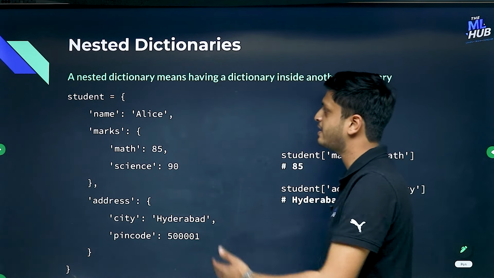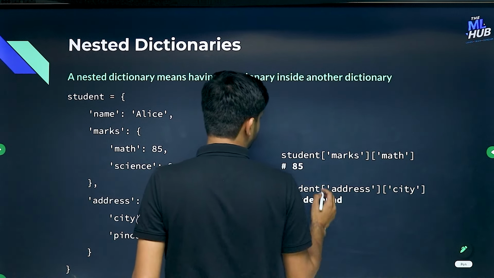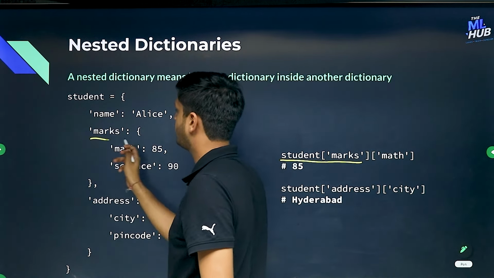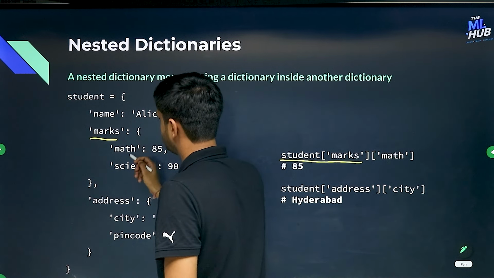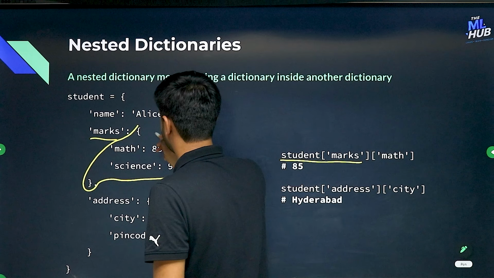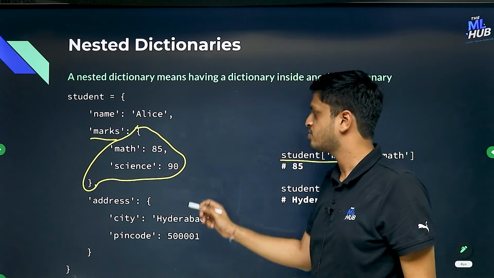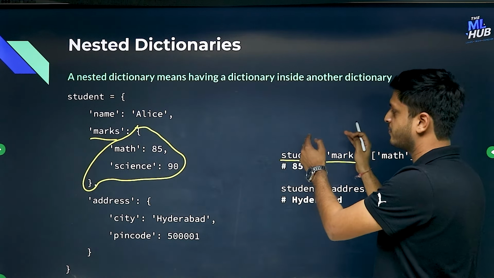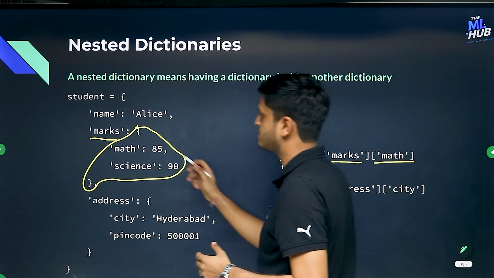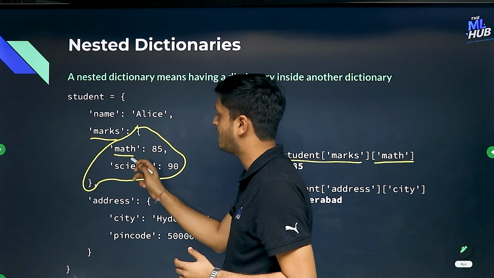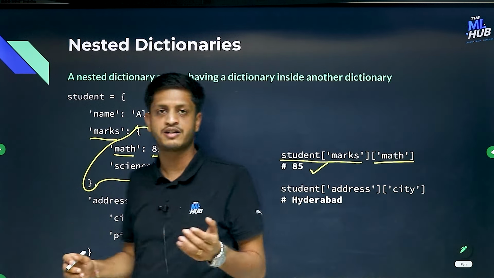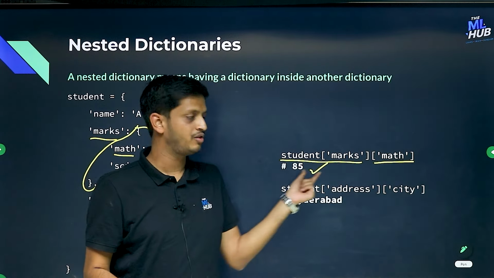Now how do you access elements here? If I say student marks, what is student marks? The value is a dictionary. So student marks means this dictionary, right? Now if inside the dictionary I am saying math marks, so now I am asking what is the marks in maths, so the answer will be 85. So this is how you can access nested dictionaries. Student marks math, you will get 85.